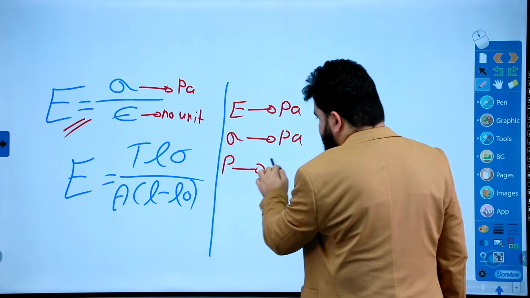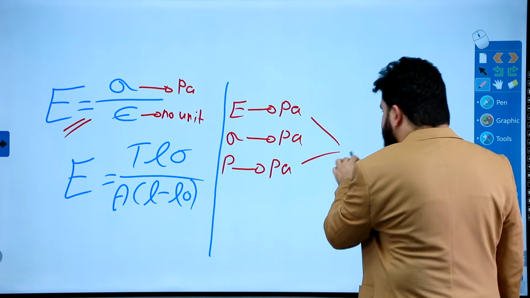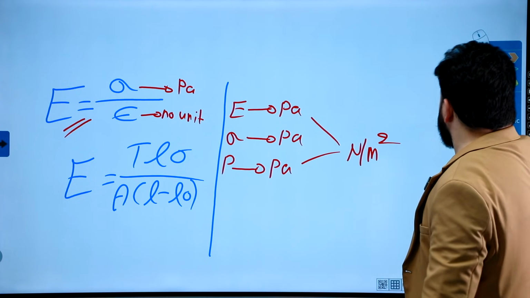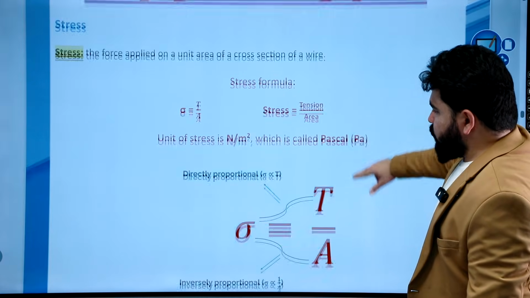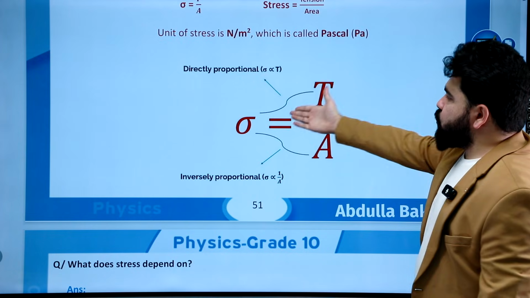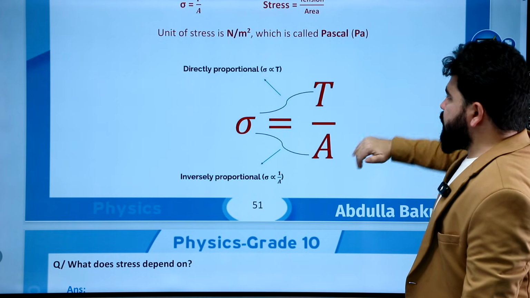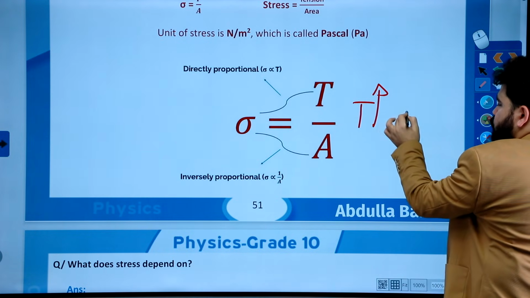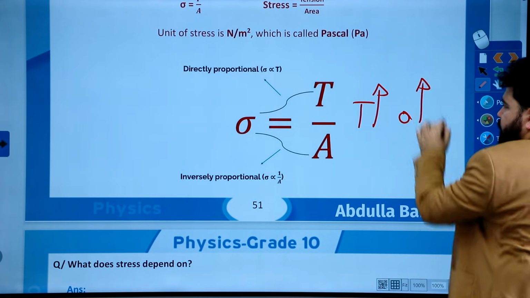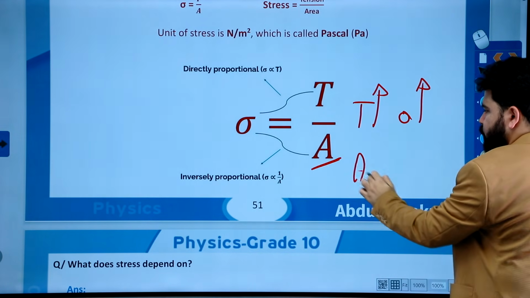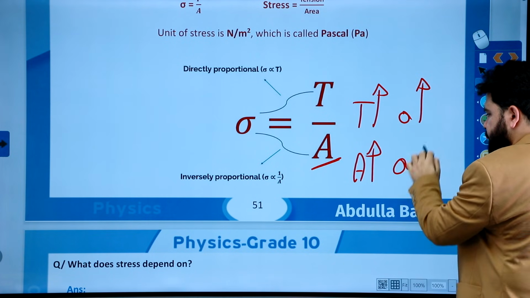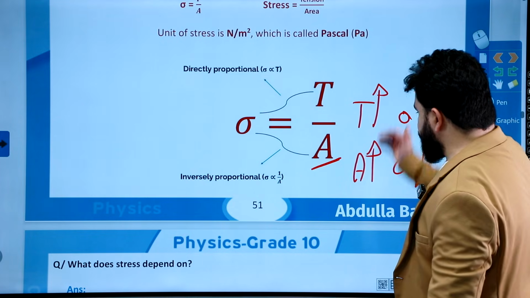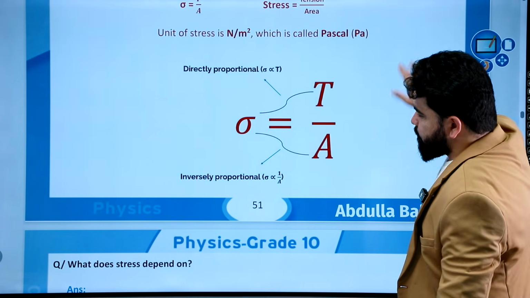Pressure also has the unit of Pascal, and all of them I can say Newton per meter squared. Be careful with tension and stress: they're directly proportional. If you increase tension, stress also increases. With area, if you increase area, stress decreases. And the opposite is true: if you decrease the area, stress increases.